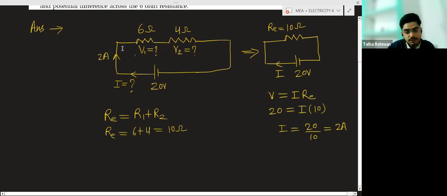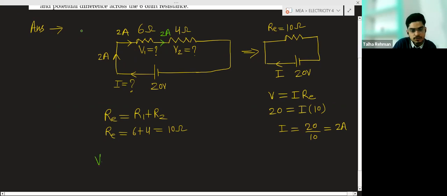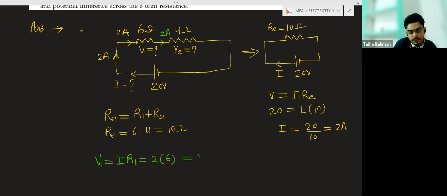Now this 2 ampere will flow across 6 ohm as well as across 4 ohm, because this is a series combination, and in series combination the current through the resistances is the same. So across this 6 ohm the current will be 2 ampere, and across this 4 ohm also the current will be 2 ampere. So you can find V1. V1 is equal to current I into R1. What is I? I is 2, R1 is 6. It will be 12 volt.